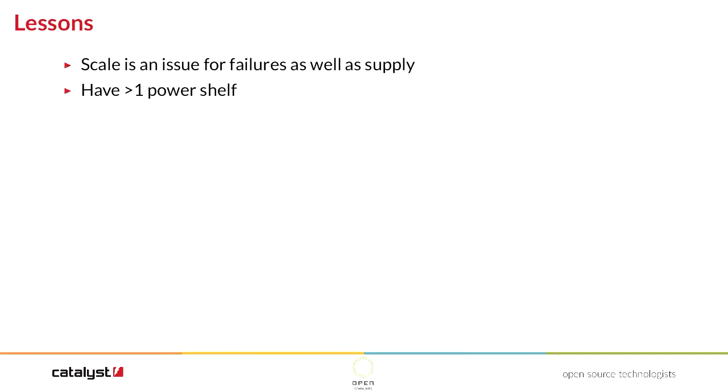So, what lessons have I learnt out of this? Scale is an issue for failures as well as supply. So, have more than one power shelf. Split your load between those power shelves if you're going to start small. Ideally, have at least two racks and four power shelves.